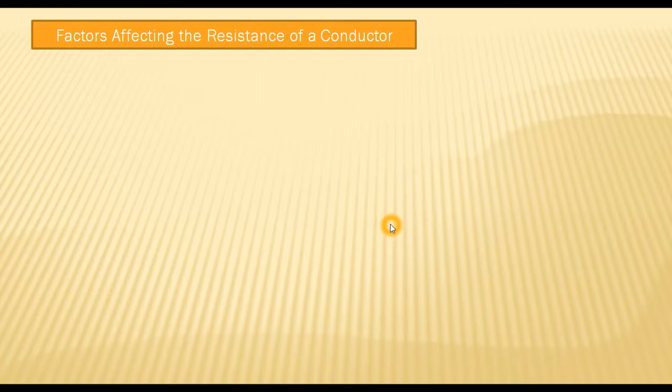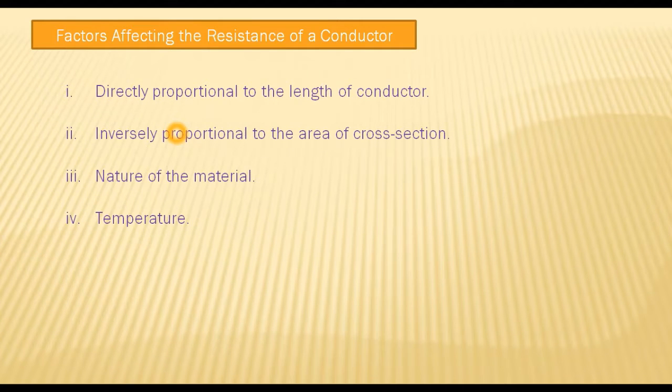Now we know that resistance is nothing but the property of a conductor due to which it opposes the flow of current through the conductor, right? Now let's look at the factors upon which the resistance of a conductor depends. The electrical resistance of a conductor depends on the length of the conductor. It means the resistance is directly proportional to the length of the conductor. Resistance is inversely proportional to the area of cross section, and resistance depends on the nature of the material. Resistance also depends on temperature. Now let's first look at the length of the conductor.